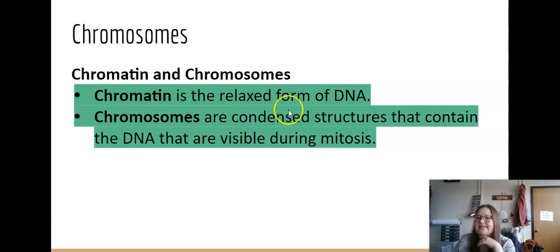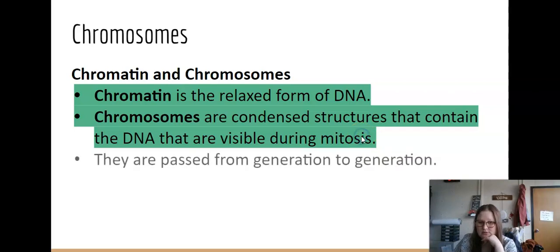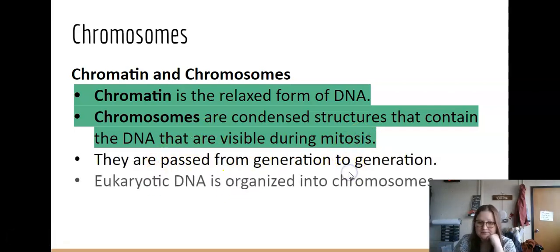Chromosomes are condensed structures that contain the DNA that are visible during mitosis. We're going to learn all about the stages of mitosis, and the things that we see separating during mitosis are going to be those chromosomes. Chromosomes are passed from generation to generation, and eukaryotic DNA is organized into chromosomes. So our DNA is organized into chromosomes.